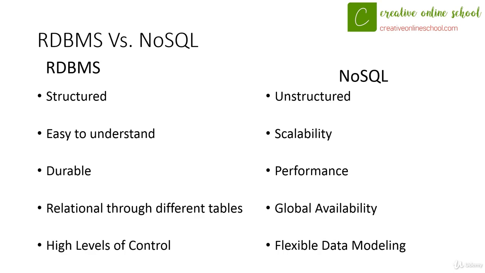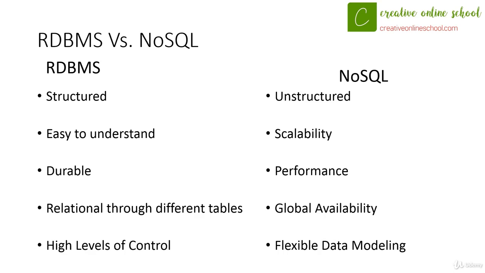RDBMS servers are typically extremely structured, and you can define what each data type is going to be and where everything is going to fit. So you know the exact amount of room that you will need to take up on a database. They are also typically easy to understand because you can visualize everything within tables, columns, and rows on a database.